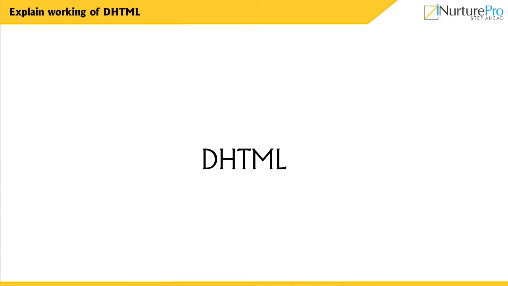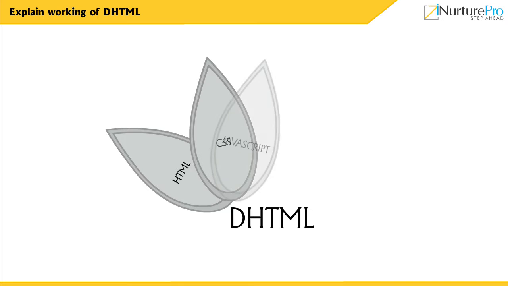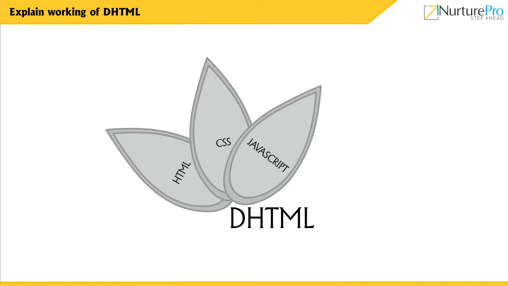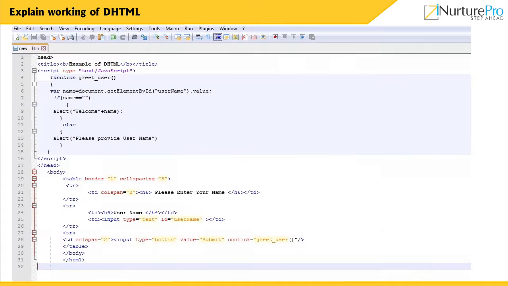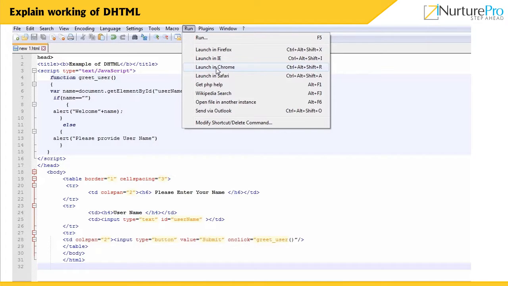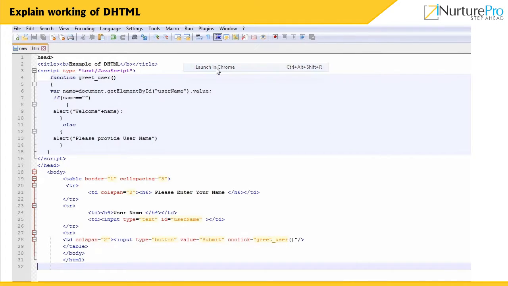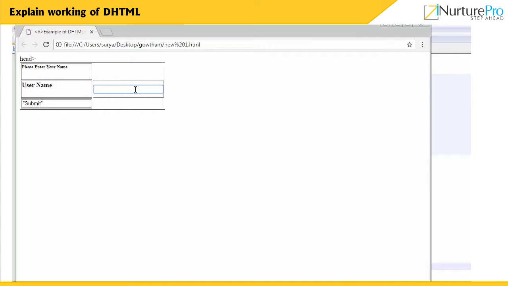DHTML illustrates how HTML, CSS and JavaScript are used to make dynamic content. Now, we will try to represent the working of DHTML with JavaScript. Let's take an example program to represent the working of DHTML with JavaScript. In this program, we will create a user with its name. In the output of the program, you can see that the user can enter his name along with user ID and submit.